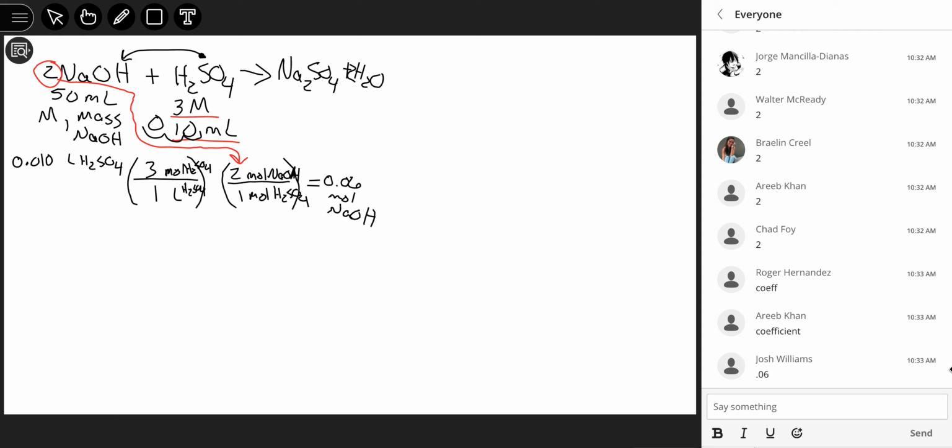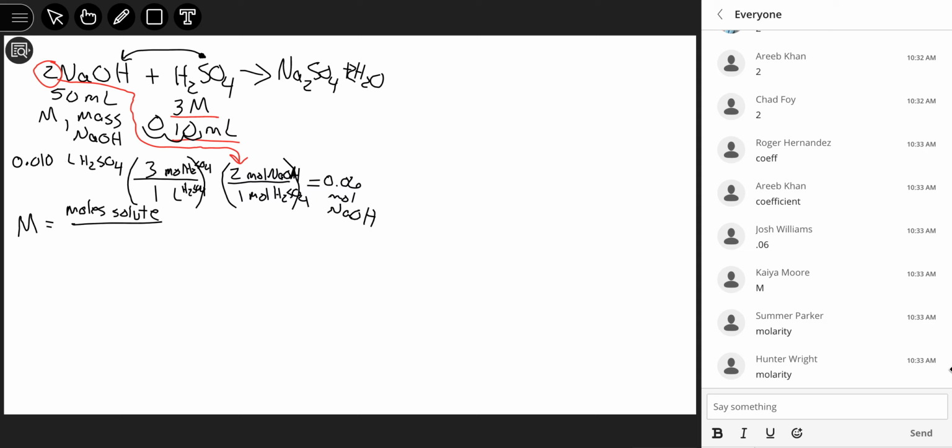All right, so it's asking me two things. One is molarity, and the other is mass. Which one do you guys want to calculate first? Because we can calculate both at this point. Let's do molarity, all right? All right, so moles of solute. So the thing dissolved is sodium hydroxide. So that's going to be 0.06 moles divided by liters of solution.